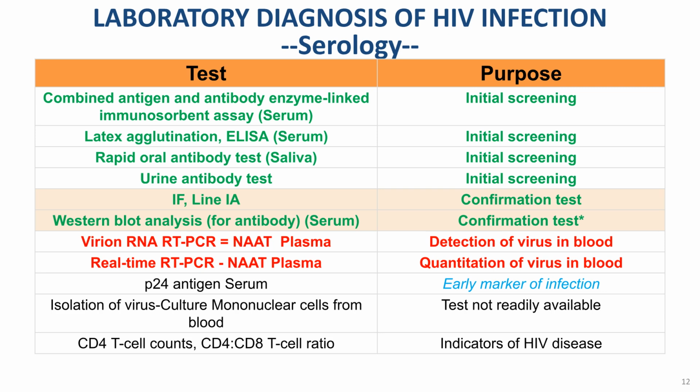Finally, we monitor CD4 T-cell counts and the CD4 to CD8 T-cell ratio as indicators of HIV disease progression. These tests don't diagnose HIV infection, but tell us about the state of the immune system in known HIV-positive patients.